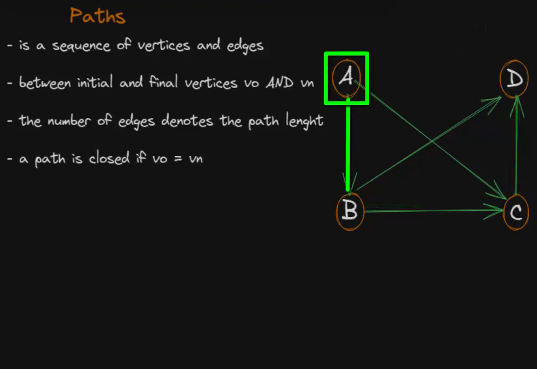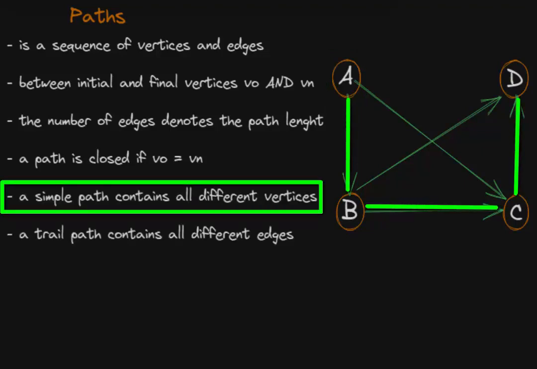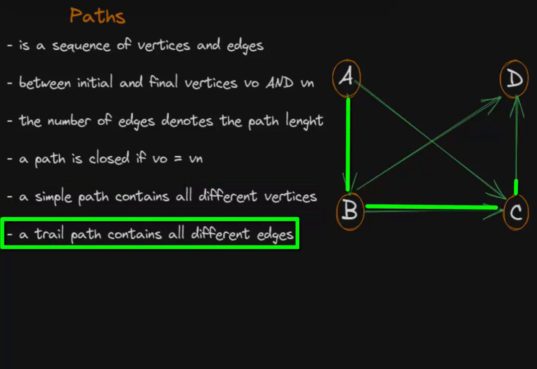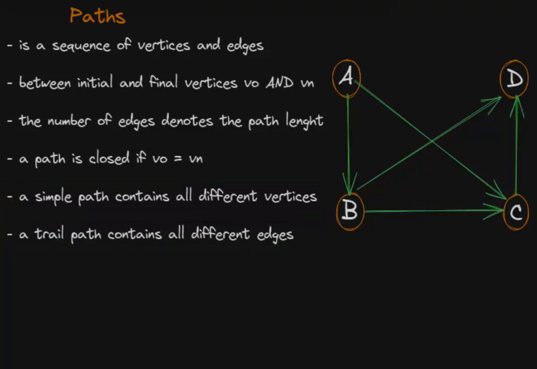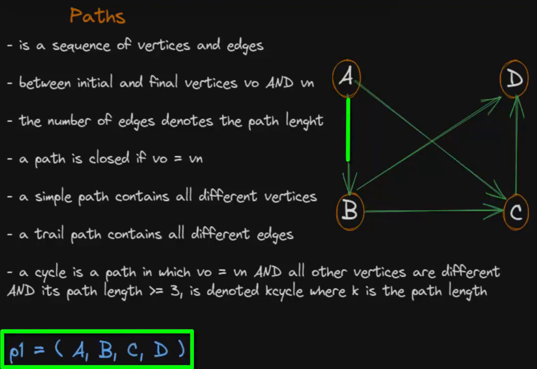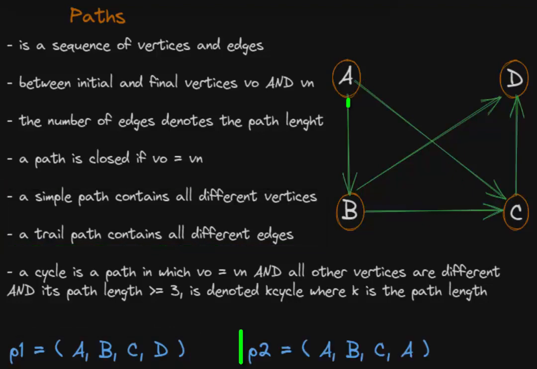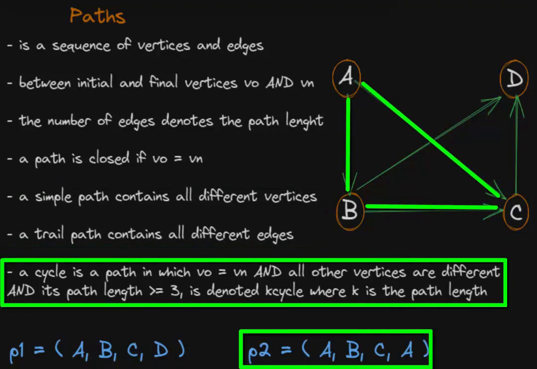If the start is the same as the end point, the path is closed. The path is simple if all vertices are different, and a trail involves different edges. Both cases are without repetition. If the path has the same start and end points involving more than two vertices, it is called a cycle of length k. In this way we classify path 1 as a simple trail path and path 2 as a cycle of length 3.